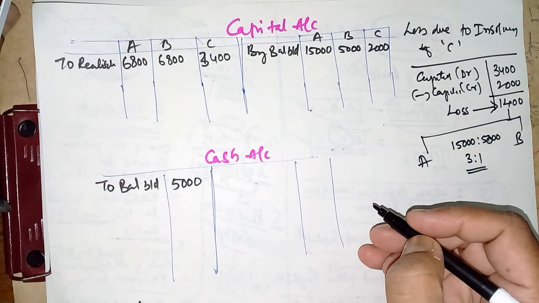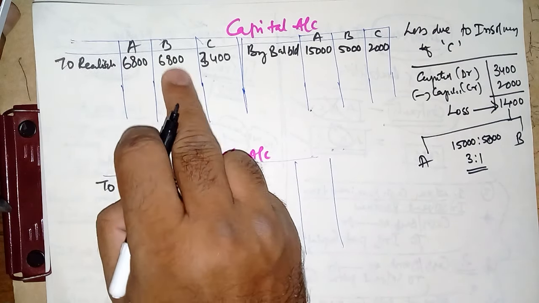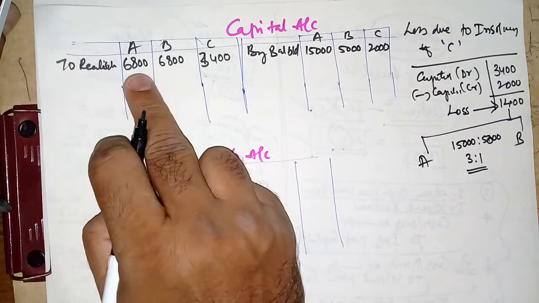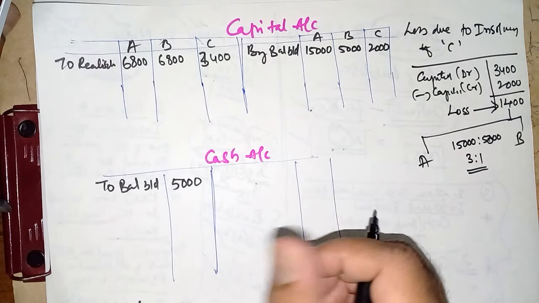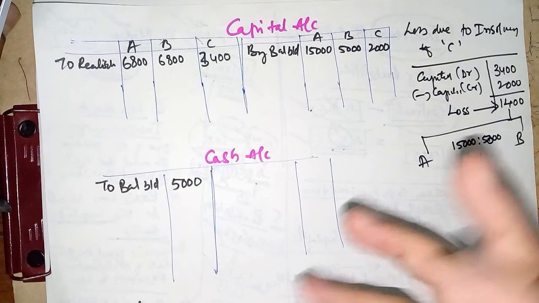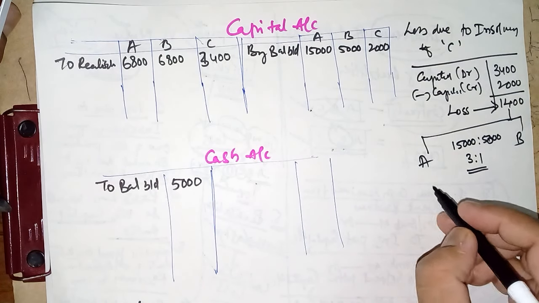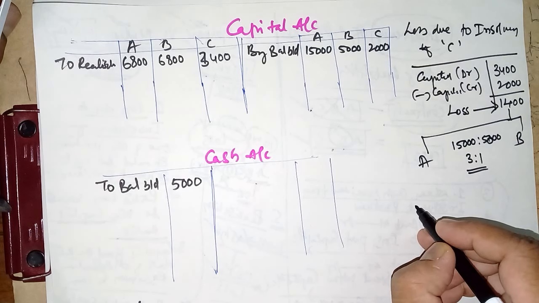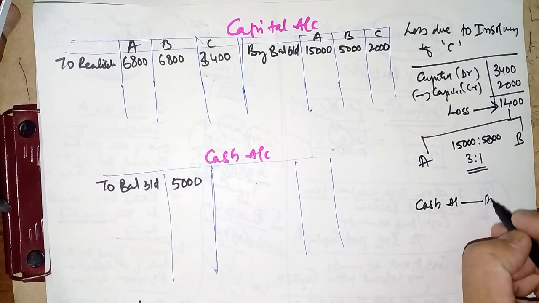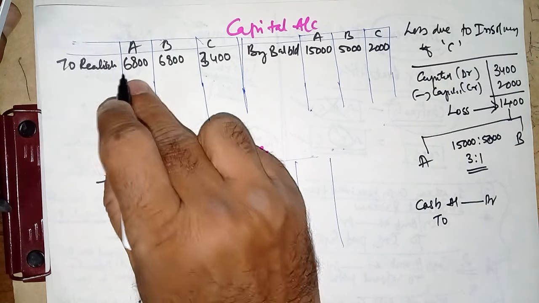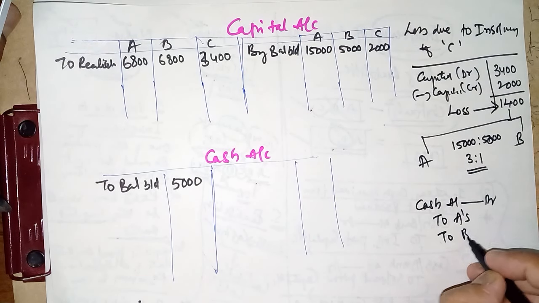But what did we discuss while discussing the Garner versus Murray case law? That the solvent partners, that is A and B, have to prove their solvency by bringing in cash, to the extent of realization loss. Actually, in a realistic scenario, they don't bring it, but it is a book entry. So for that we need to pass the journal entry. What is the journal entry? The journal entry is cash account debit, for the realization loss, by A's capital and B's capital.